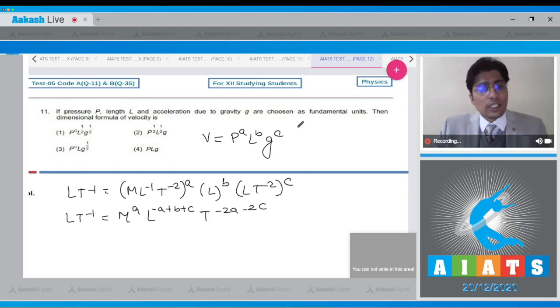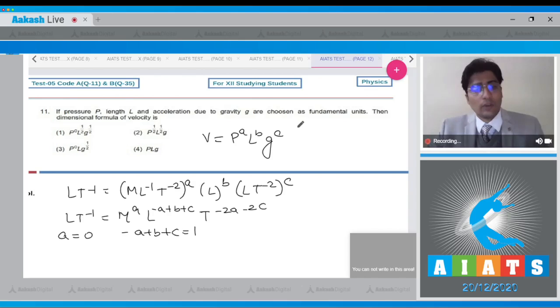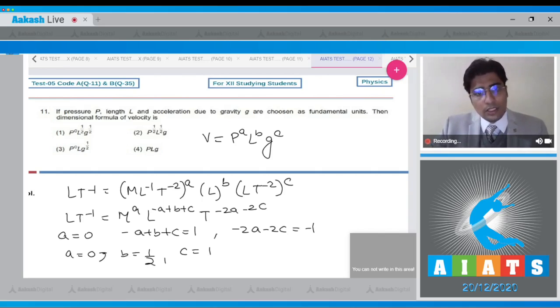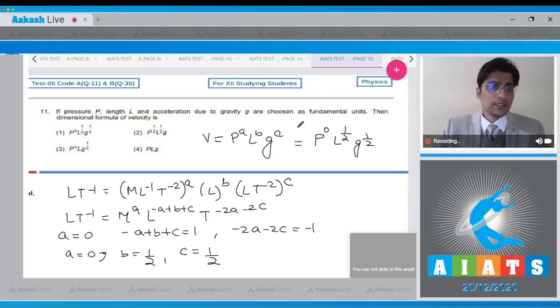Now as we can compare from both sides, the dimension of mass on left hand side is 0, so this means A should be equal to 0. Also we can write down that minus A plus B plus C should be equal to 1 as we compare the dimension of L. And as we compare the dimensions of T, we can write down minus 2A minus 2C is equal to minus 1. On solving these three equations, we write down A to be equal to 0, B to be equal to half and C to be equal to half. Meaning that the velocity or the speed can be written as P to the power 0, L to the power half, G to the power half. And hence the correct answer for this question is option number 1.